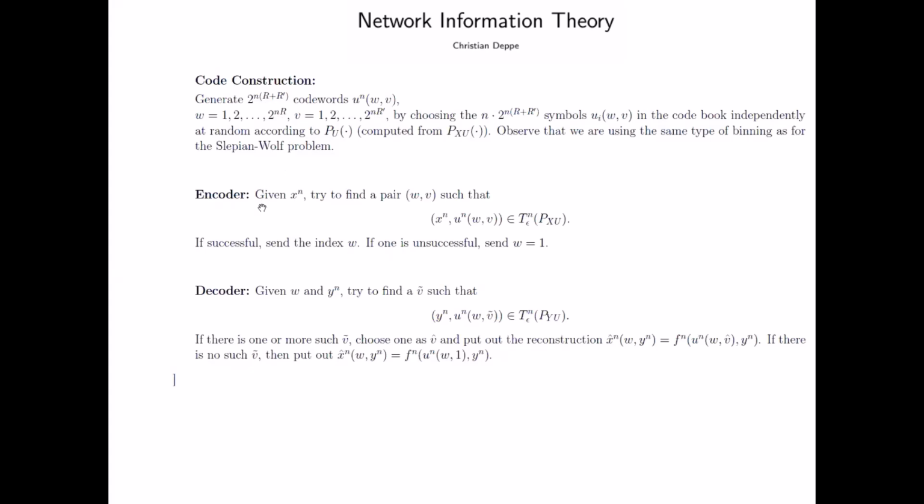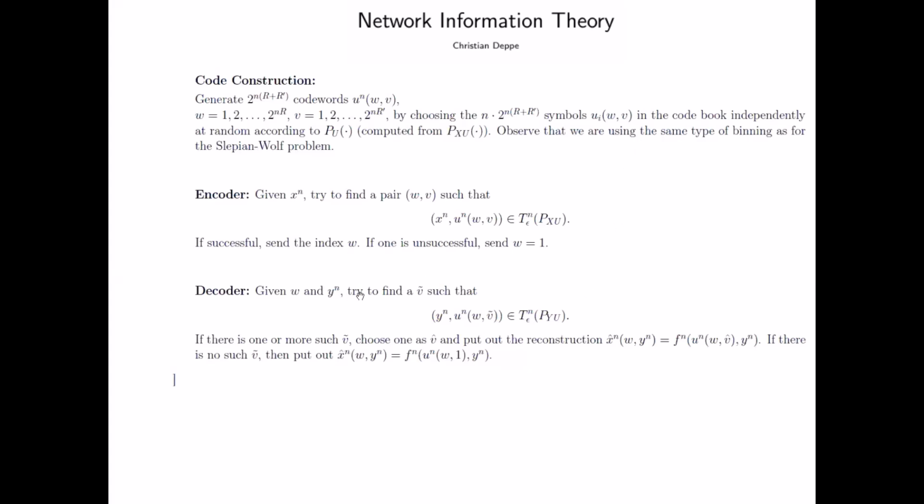And now the idea is that if the source produces an X^n, the encoder tries to find a pair w and v such that X^n and U^n(w,v) are jointly typical concerning X and U. If he finds such an index w, he sends this index. Otherwise, he sends w equal to 1. Of course, if you find more than one index, then you need a function which chooses. We can always assume that he takes the first one in the list if we order it.